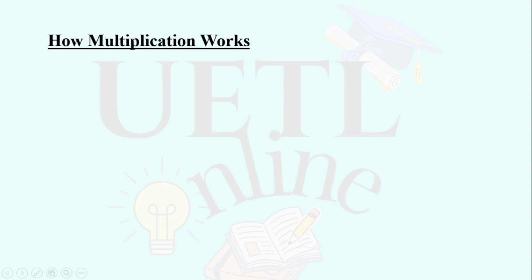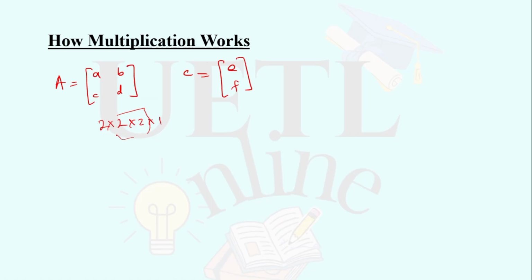Before we get into numbers, let me first explain how multiplication works, using letters. Let's say we have a matrix A with elements a, b, c, d, and another matrix C with elements e and f. First, check the size. The first matrix is 2 by 2, and the second is 2 by 1, with 2 rows and 1 column. You can see that the middle numbers are the same, so you can multiply these matrices. This is the first rule.